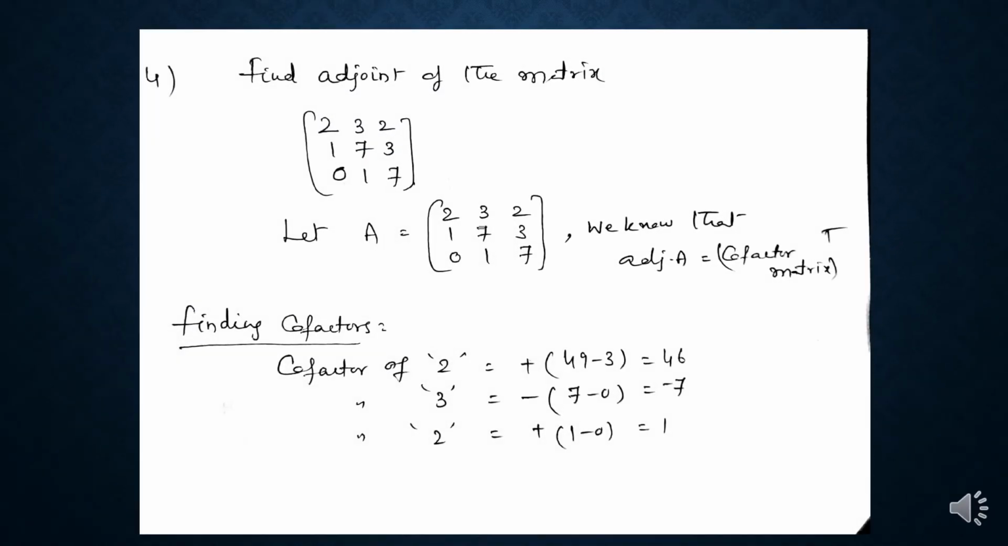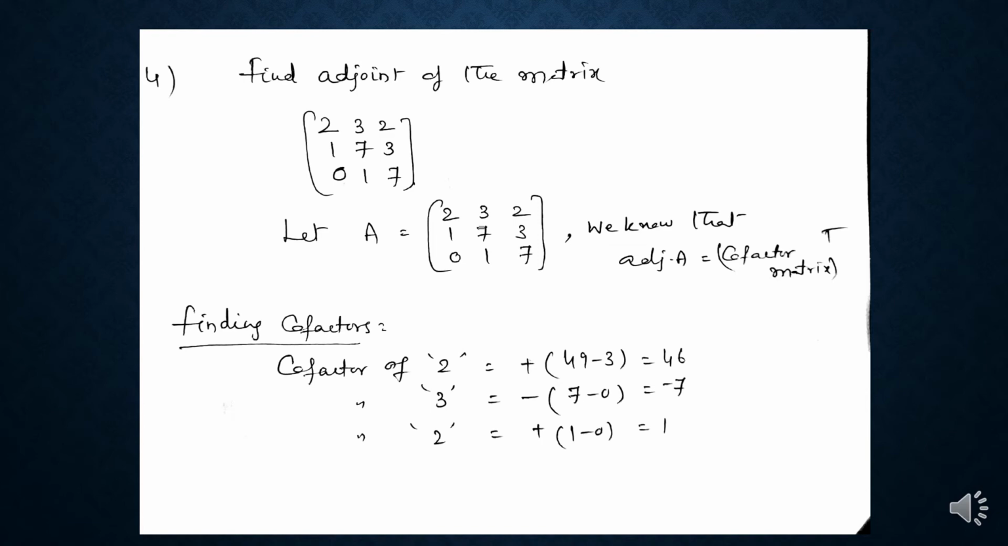Find adjoint of the matrix 2 3 2, 1 7 3, 0 1 7. Let us take the given matrix A is equal to 2 3 2, 1 7 3, 0 1 7.